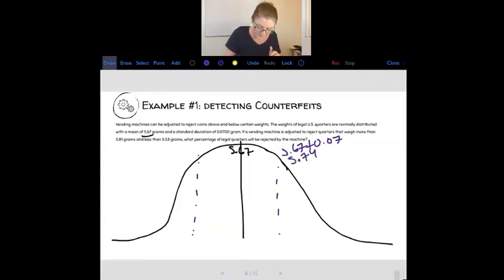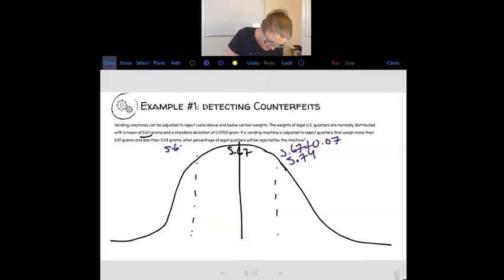Okay, and then going the other direction now to fill in these two that are within one standard deviation of the mean, this would be 5.67 minus 0.07, which would give us 5.6. Let me switch colors now. Let's go to blue to find out what marks are 2 standard deviations from the mean. We're going to add 0.07, which would give us 5.81. We're going to continue to subtract 0.07, which would give us 5.53.